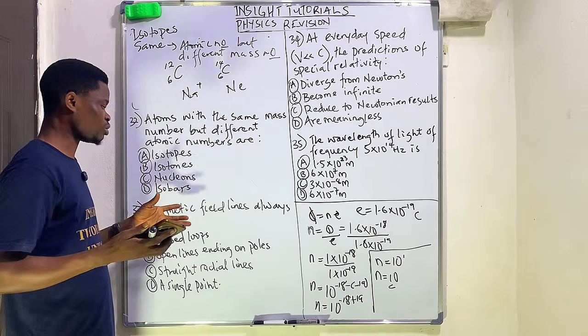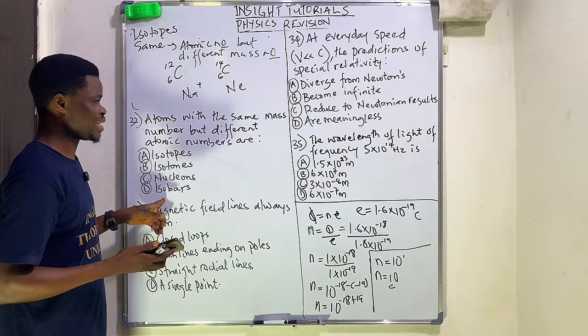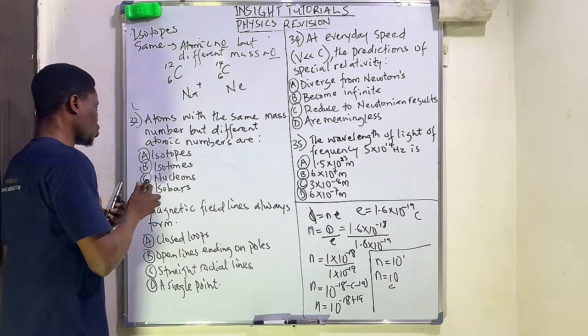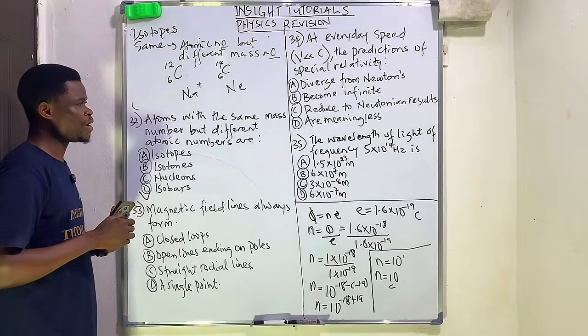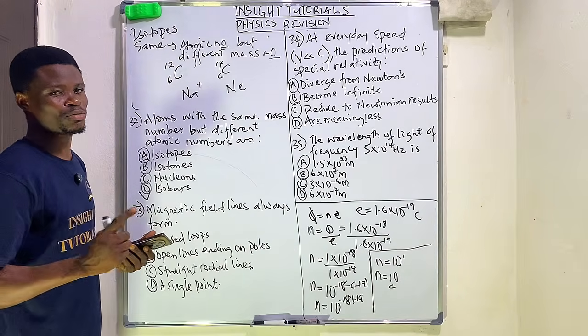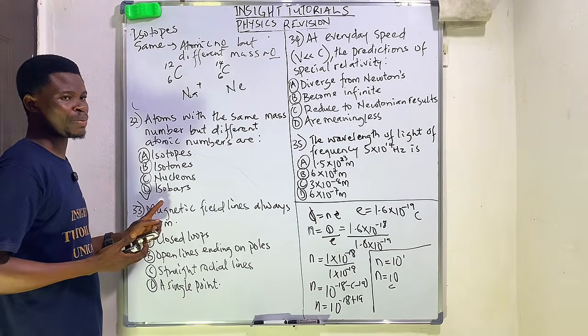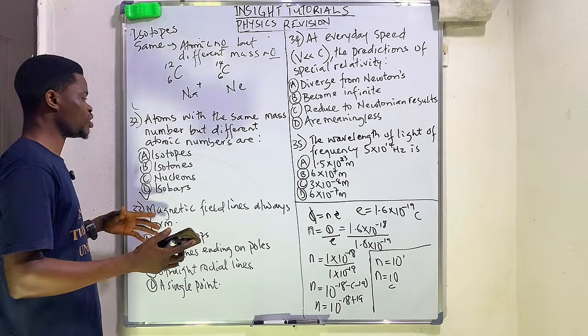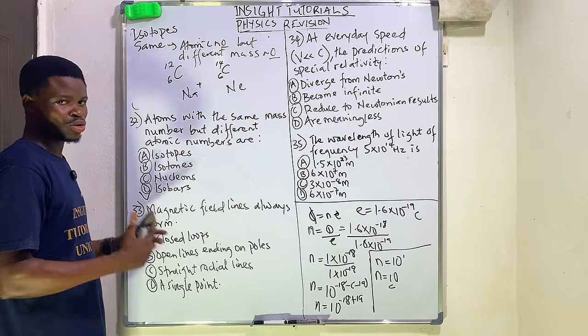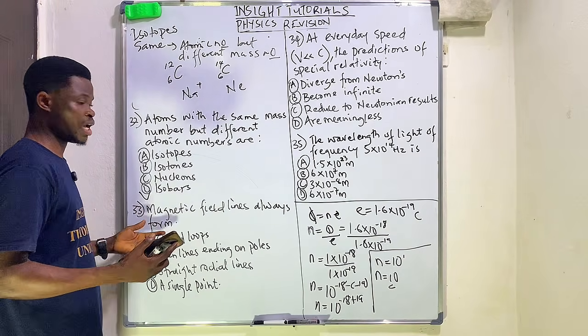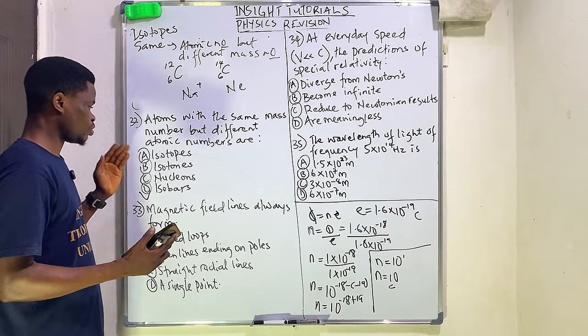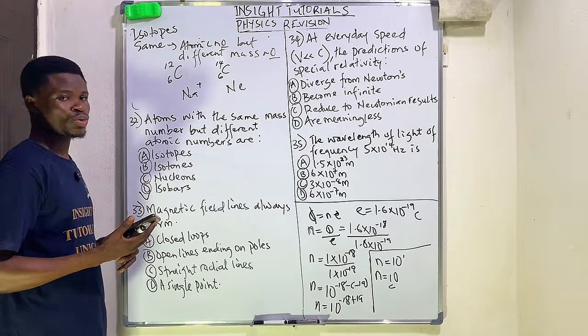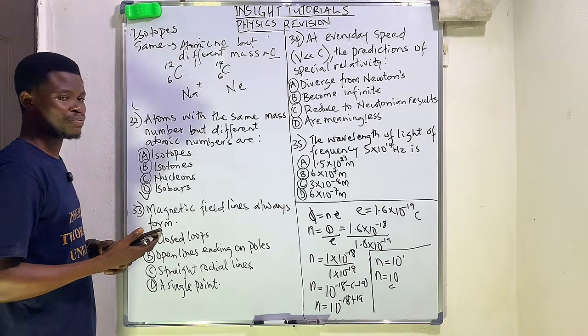Now, nucleon is simply proton and neutron. That's what makes up nucleon, right? Isobars here is the correct answer. So when you hear same mass number, think isobar. When you hear same atomic number, think isotope. When you hear neutral or the same number of electrons in them, just think what? Isotones. Very, very important for you to know.